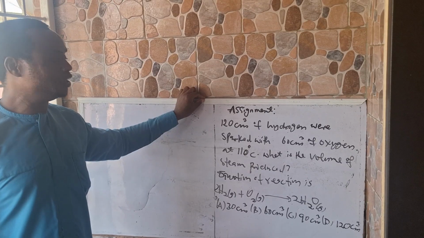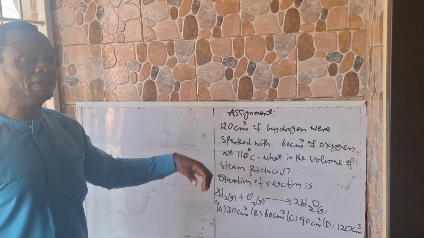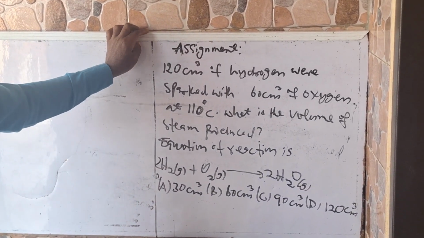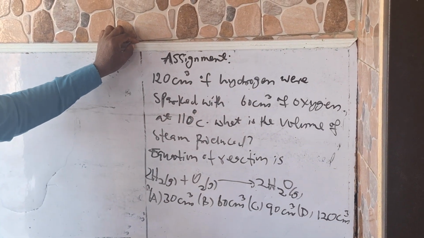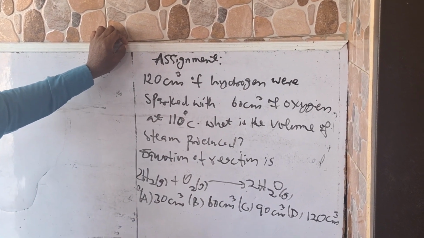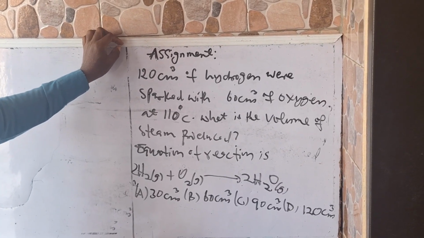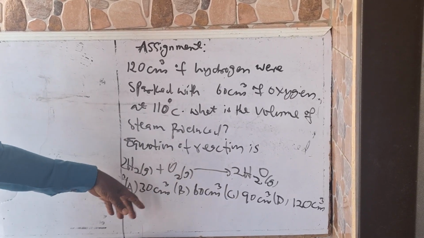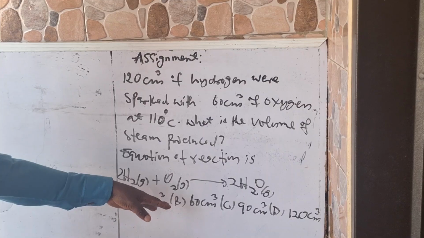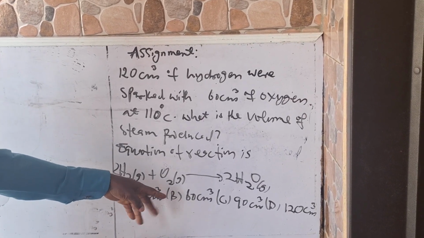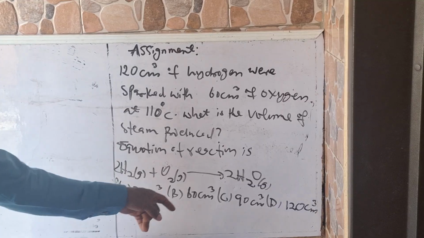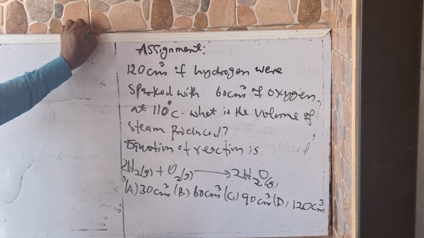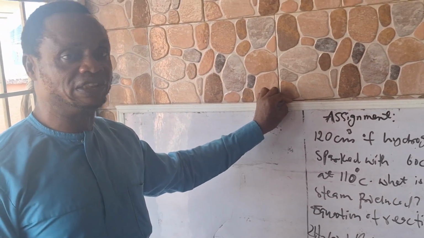Before I sign out for today, I would like you to have this assignment as the test of what I've taught you today. 120 cm³ of hydrogen is sparked with 60 cm³ of oxygen at 110 degrees Celsius. What is the volume of steam produced? These are the reacting equations, and I have the options there: A 30 cm³, B 60 cm³, C 90 cm³, and D 120 cm³. Please, this is meant for your assignment.